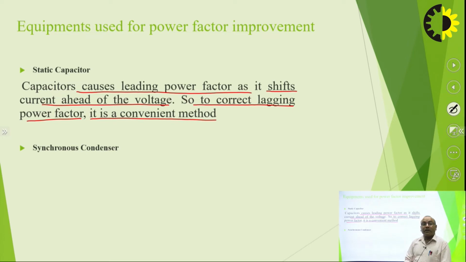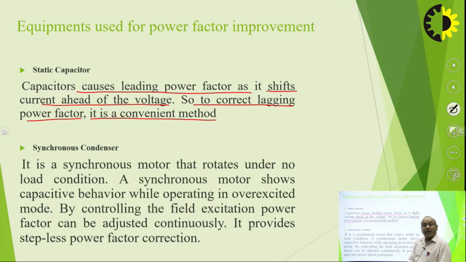Next we have the synchronous condenser. This is also a capacitor, but it is a rotating capacitor. Basically it is a synchronous motor rotating at synchronous speed, and we use it in the overexcited region, and that time it takes leading power factor current. So it behaves like a capacitor, and that's why we call it synchronous capacitor or synchronous condenser. It is a synchronous motor that rotates under no load condition.